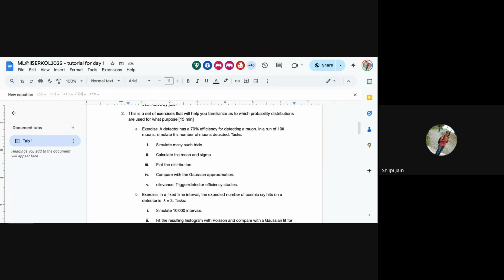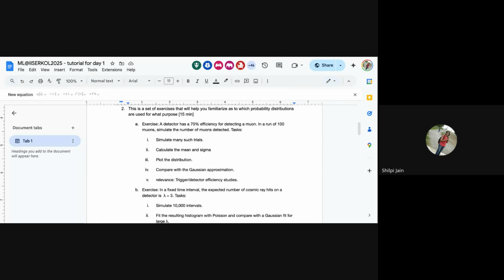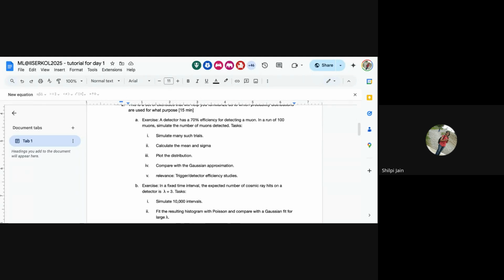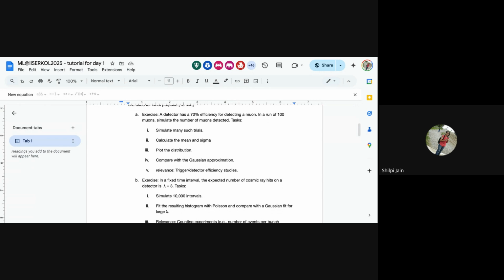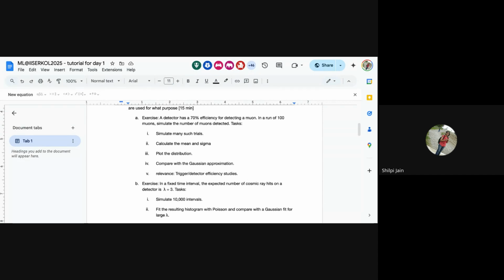Can someone tell me? Binomial. Okay. So, can you do an exercise in which you conduct such 10,000 experiments, and in each experiment you shoot 100 muons with an efficiency of 70% and see how it is distributed? I'll just share a notebook with you, link to the notebook.